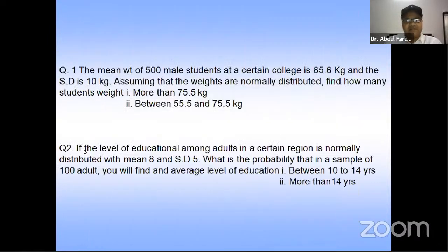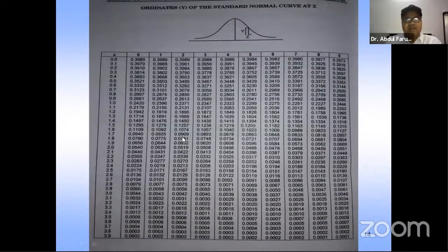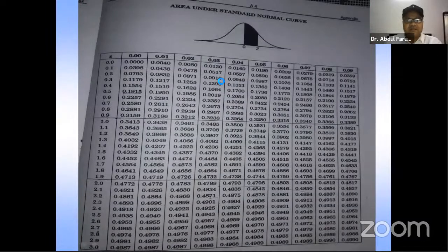अब देख लीजिए इसके अंदर में सेकंड प्रॉब्लम को इस तरीके. If the level of the educational amount of the adults in a certain region is normally distributed with the mean 8 and standard deviation 5, what is the probability that in a sample of 100 adults you will find an average level of education between 10 and 14 years, more than 14 years. This type of problem you solve with the help of estimating the value of z like this.